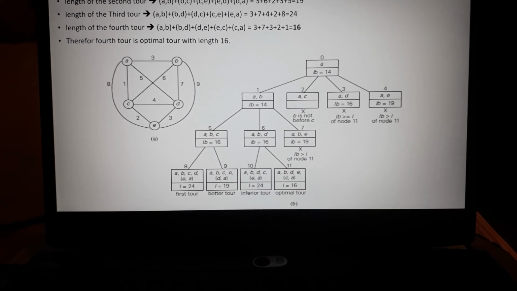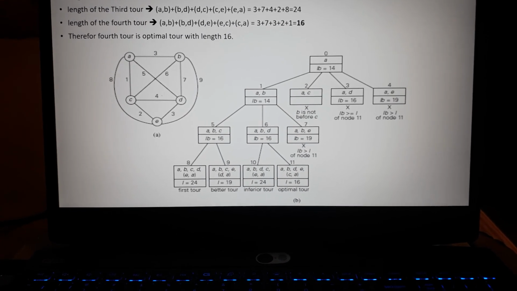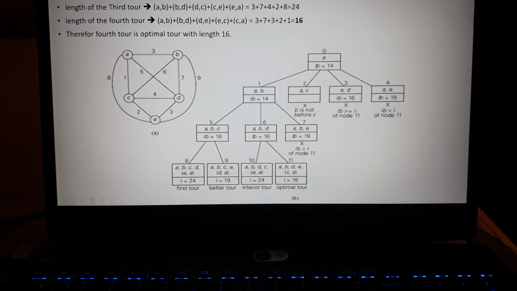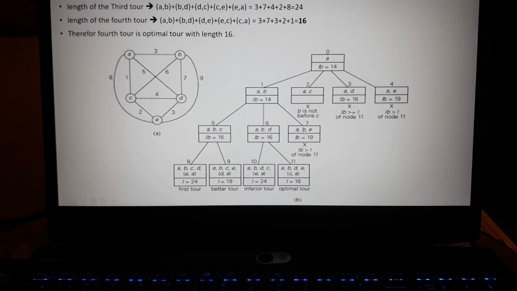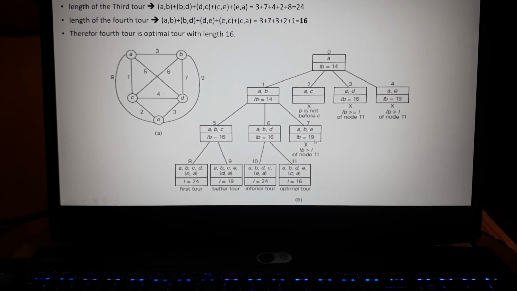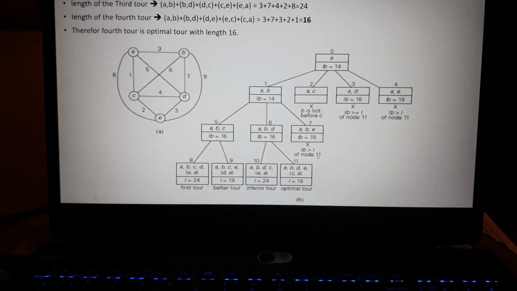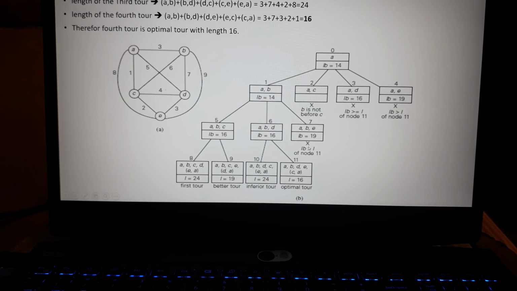Now with this optimal tour length, we will compare other remaining nodes in the graph. Here we can observe at the second level the lower bound, that is equal to 19, which is greater than the optimal tour length. So we will make it a dead node.